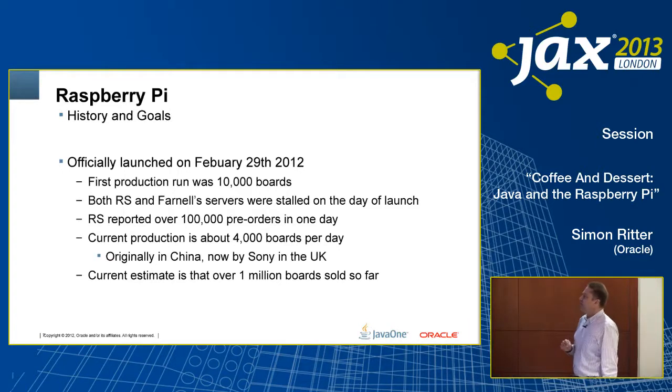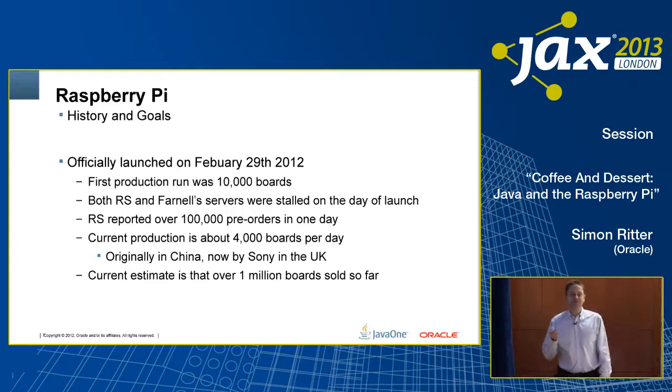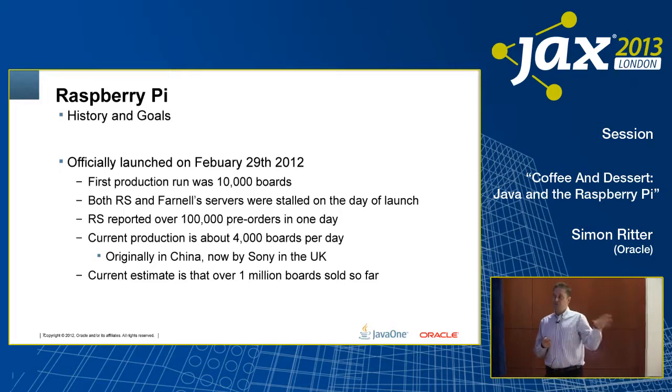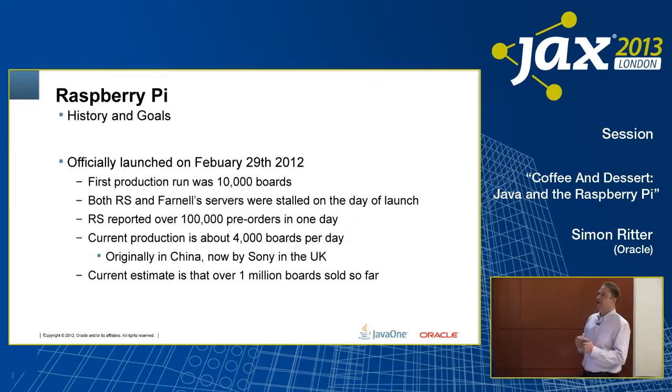And RS actually reckoned that they had over 100,000 pre-orders in one day for the Raspberry Pi. So it is proving to be very, very popular. And they reckon that current production is about 4,000 boards a day. They have now shifted the production of them from China, which is where they were initially manufactured, and they're now building them in Wales, in the Sony plant in South Wales. Yes. And they reckon over 1 million of these boards have been sold now.